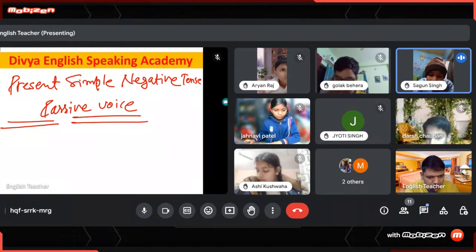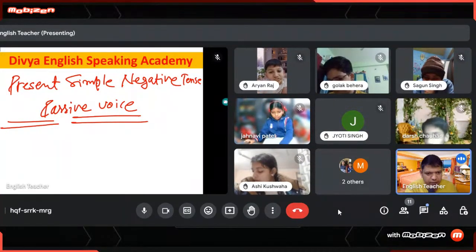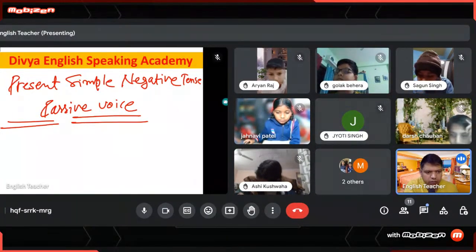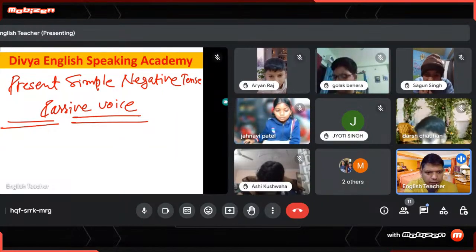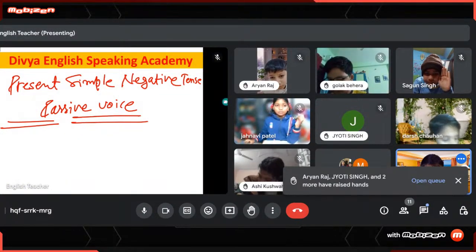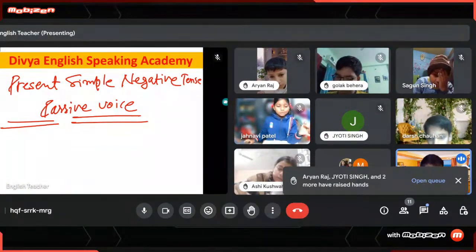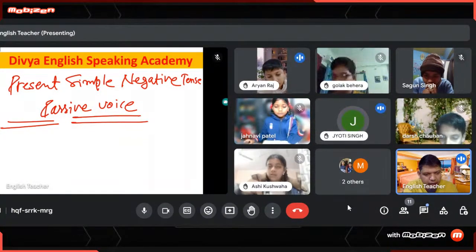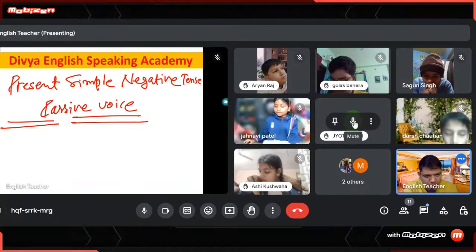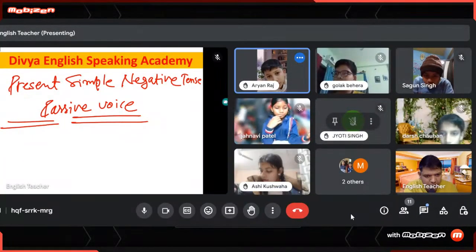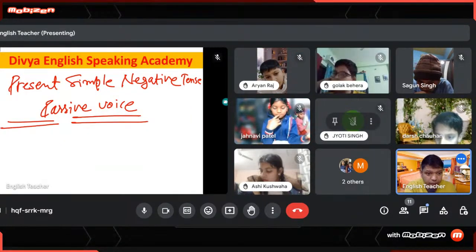So I have to tell in passive tense. Not in the passive tense. Divya, Sujita, you are not in the class. Ayush, Aryan, some of you are not in the class also. What do we use in present simple negative? Sir, third form of verb. Third form of verb. Hmm?